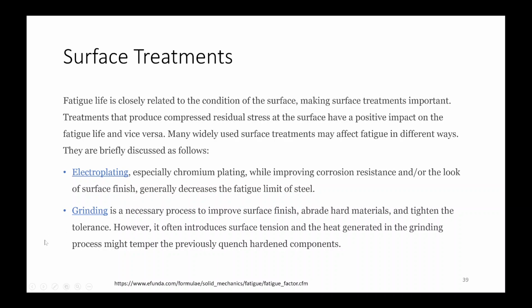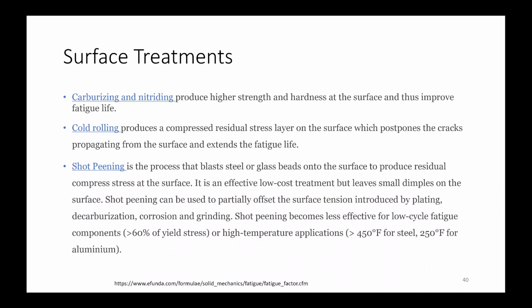Now grinding is a necessary process to improve surface finish, abrade hard materials and tighten the tolerance. However, it often introduces surface tension, and the heat generated in the grinding process might damage the previously quench hardened components. Carburizing and nitriding produce higher strength and hardness at the surface and improve the fatigue life.